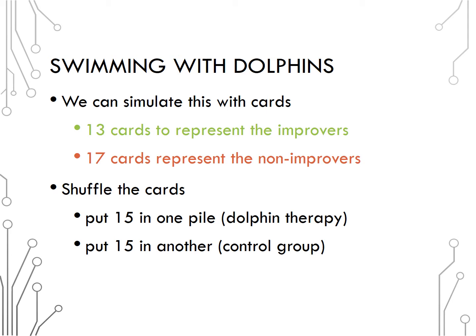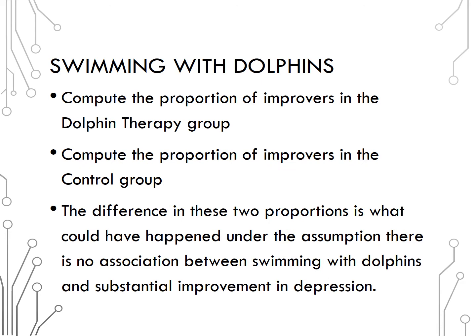After we have our cards labeled based on success and failure, we'll shuffle the cards and put them into 2 piles that are the same size as the original groups, so 15 in the therapy group and 15 in the control. Finally, once we've done our shuffle, we will compute the conditional proportion of improvers in each group and find the difference between those two.